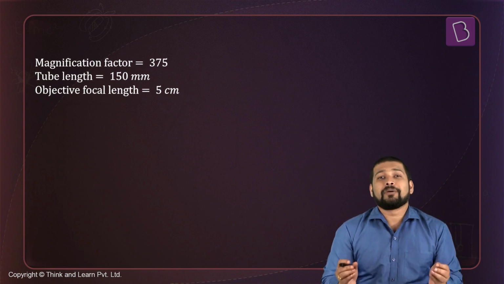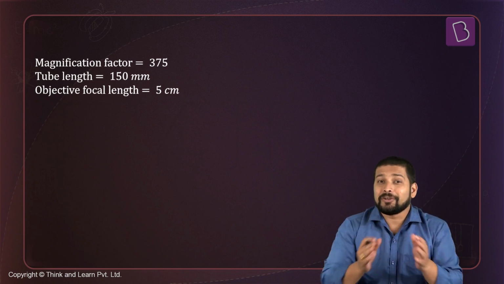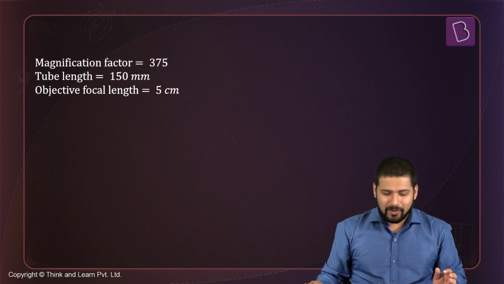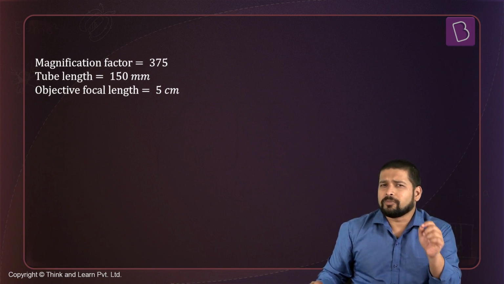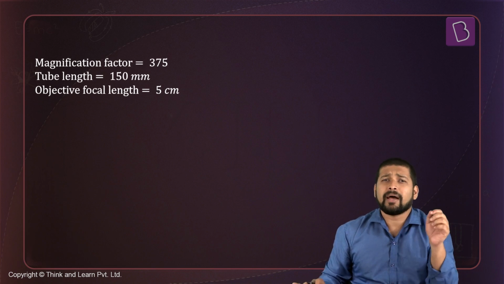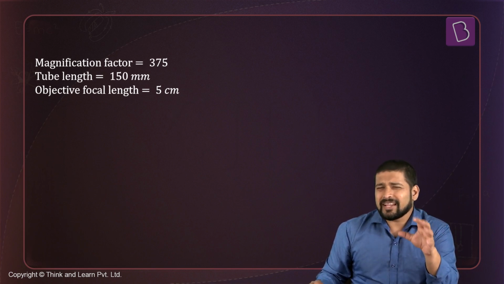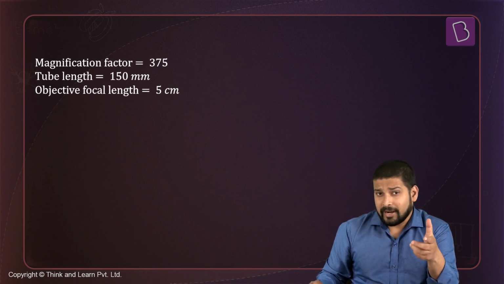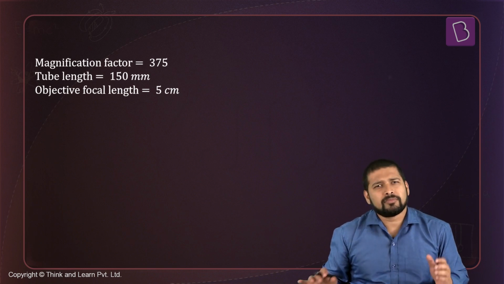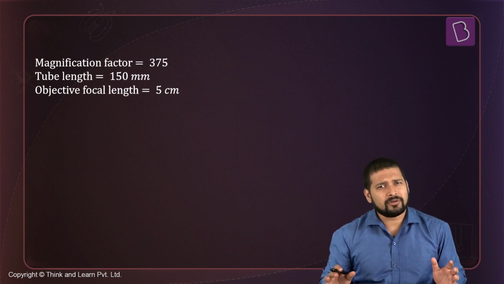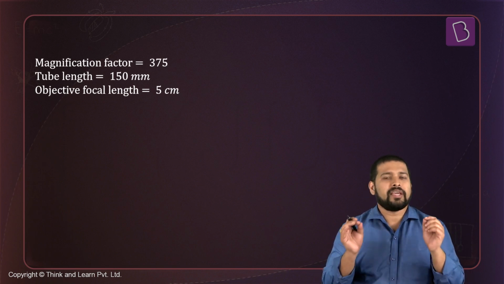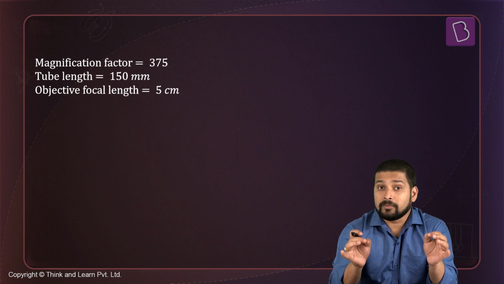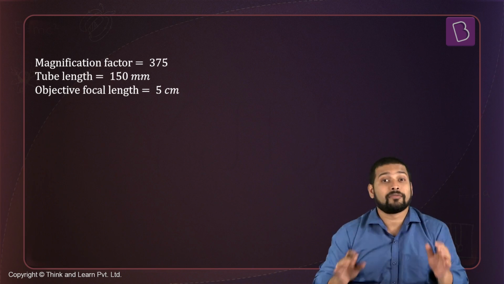Now, why have I kept it in the moderate category? The reason is that you need to remember the formula. The formula relating the focal length of the objective lens, the eyepiece, and magnification can be slightly tricky to remember. But as far as this question goes, it was just substituting the values and getting the answer. We had to find the value of the focal length of the eyepiece.